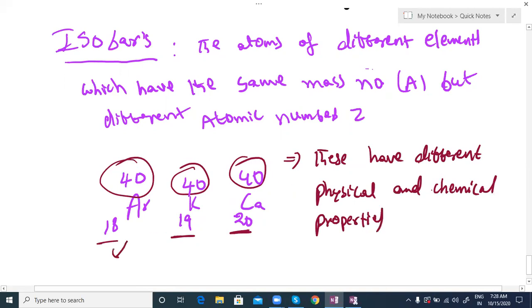Argon, this is inert. It won't react with any other element. That is an inert gas. So these are highly reactive elements, with a different number of electrons. So they have different chemical properties as well as physical properties.